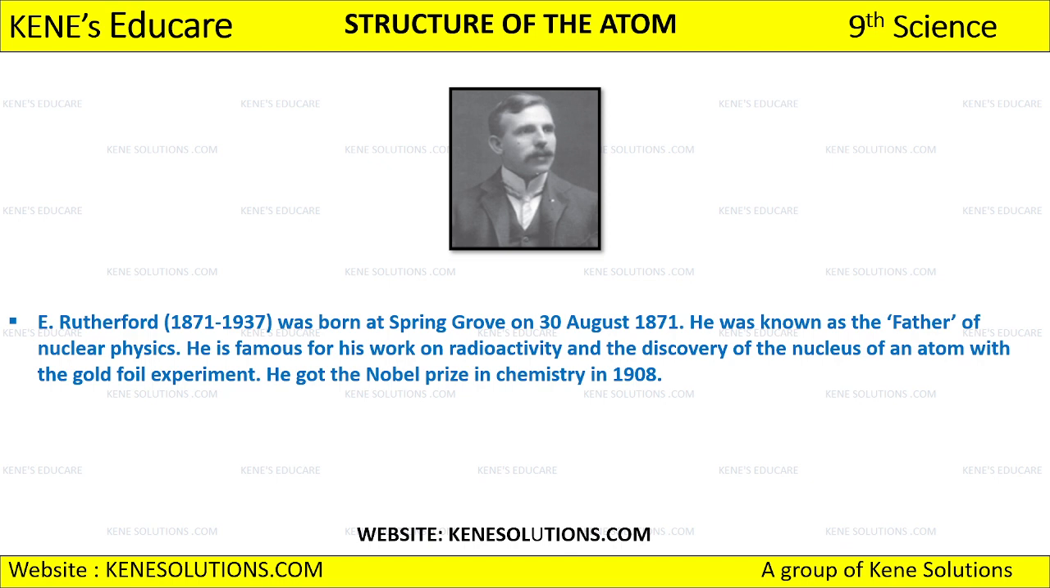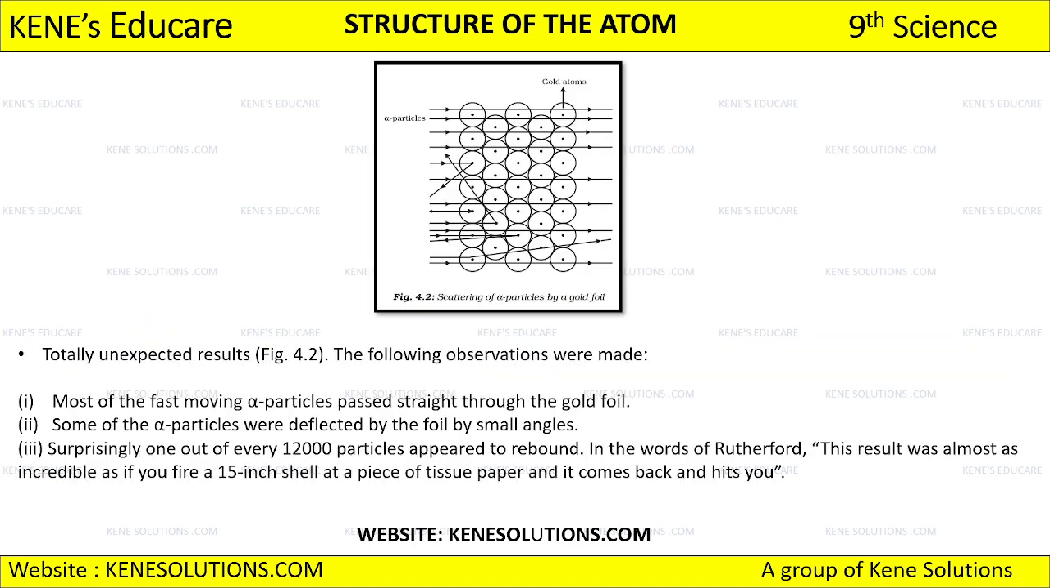For that he even got the Nobel Prize in chemistry in 1908. Just imagine the work done by him. So he has got the Nobel Prize in chemistry. He's known as father of nuclear physics. See the achievements that he had made, right? These achievements are very great, and that is how E. Rutherford was able to come up with these observations.